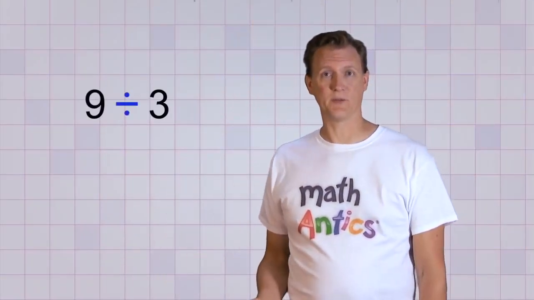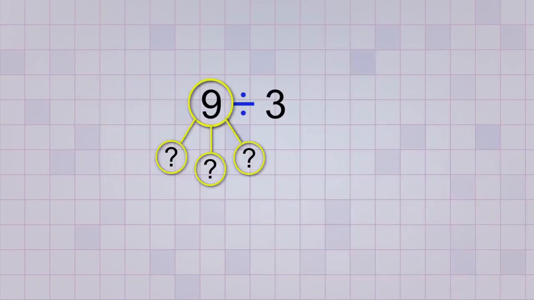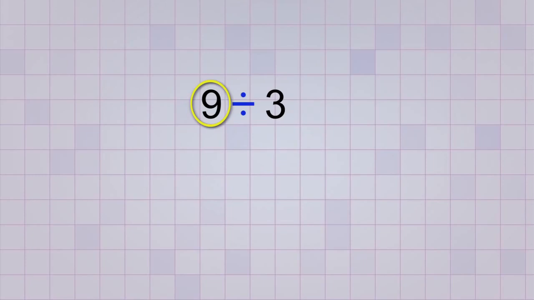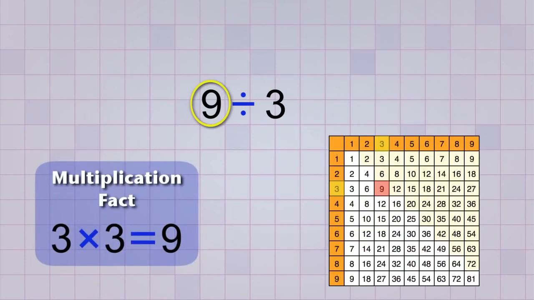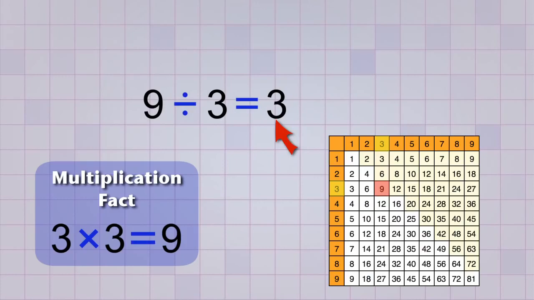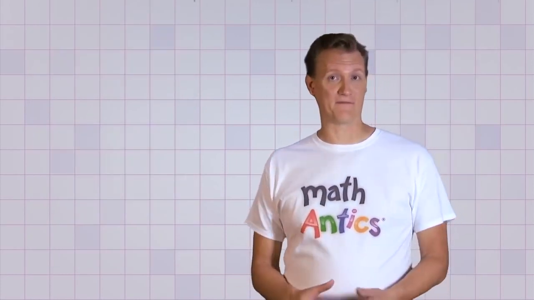You get a problem like this one, 9 divided by 3, which means you have a total of 9 and you want to divide it into 3 equal groups. And if you can remember that 9 is an answer to one of the multiplication facts, or that it's an answer on the multiplication table, then you can see that since 3 times 3 is 9, then 9 divided by 3 is 3. It's that simple. Well, at least it was that simple when you learned about the fact families.